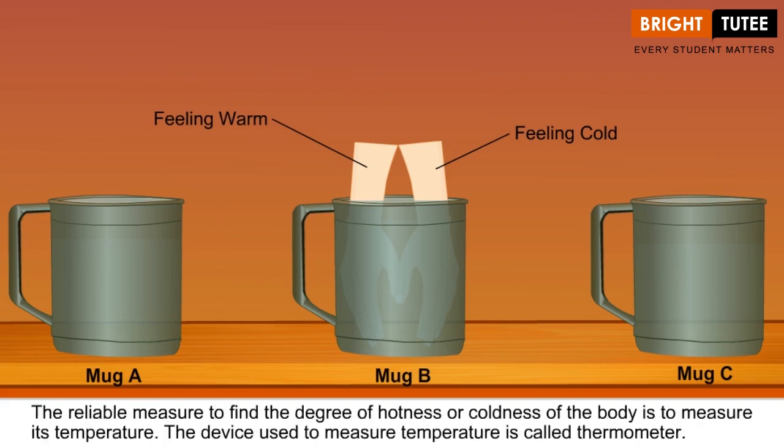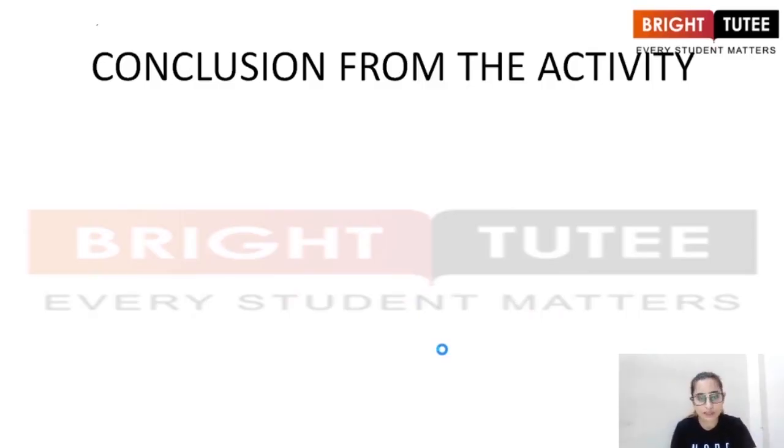The reliable measure to find the degree of hotness or coldness of the body is to measure its temperature. The device used to measure temperature is called thermometer. Conclusion from the activity is that hot and cold are relative terms. What do you understand by this statement?